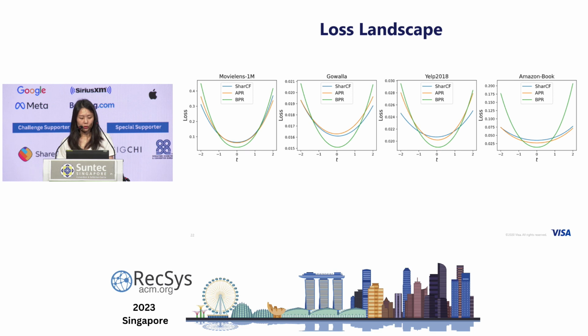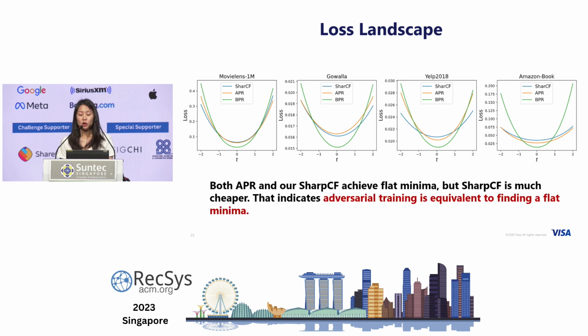So you can see that the green line, which is the sharper loss landscape, has a much sharper loss landscape as compared to APR and SharpCF. Overall, while APR and SharpCF achieve flat minima, SharpCF is cheaper in terms of computation.